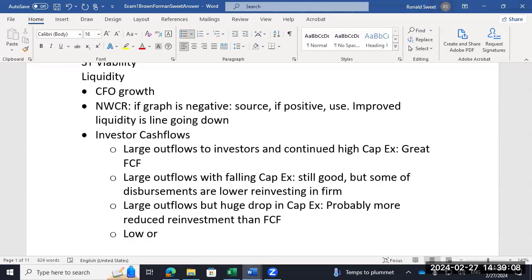Low or actual inflows. They're issuing stock or borrowing. Then that is not good free cash flow. So if that line is below the line, they're actually bringing money in. Remember, above the line, it means they're just distributing. If it's below the line, they're actually bringing money in. They can't be producing free cash flow if they have to go to the stock and bond market to get money.